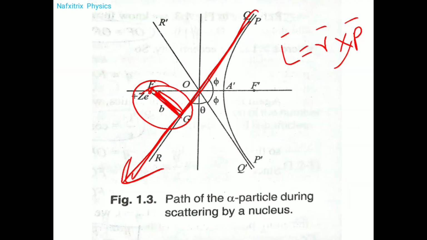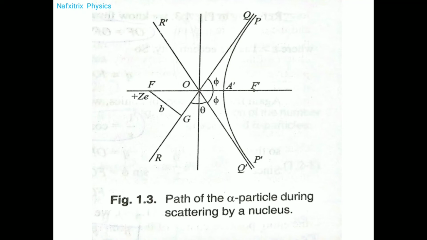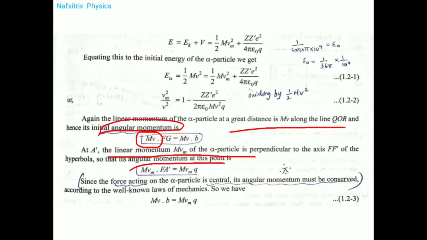So at this point the direction of velocity is in this direction, so that is vm dash, and the perpendicular distance is nothing but this. It depends on the path, the curve and the tangent at that point, which is nothing but q, that is fa dash. So that's why mvm into fa dash. Angular momentum is nothing but mvr, momentum into perpendicular distance, r is the perpendicular distance, so fa dash, so mvm into q.